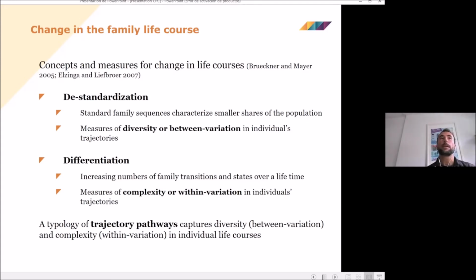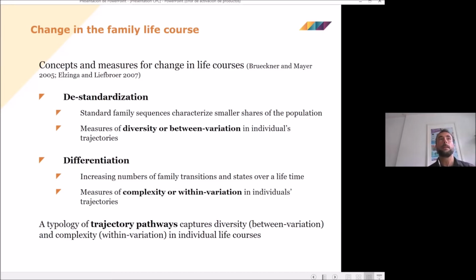On the one hand, we will use the ideas of life course standardization. And by that, we mean that over time, less people will follow what is considered a standard trajectory. So this idea of standardization can be assessed using measures of diversity in life courses, which emphasize variation across individuals. And the second concept that we will address is life course differentiation, which refers to the idea of how often an individual experiences family transitions or changes in family states over lifetime. So the more changes, the more within individual variation or complexity in a person's life course.